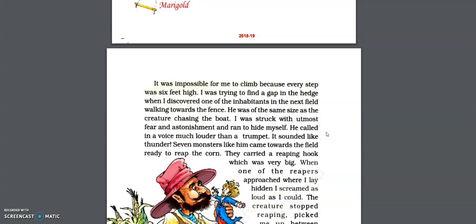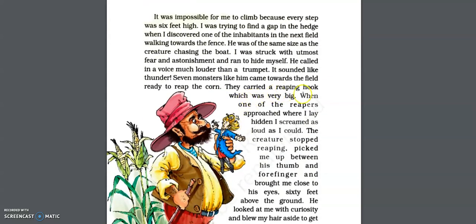He called in a voice much louder than a trumpet. It sounded like thunder. So the voice of the giant man sounded like thunder. Seven monsters like him came towards the field, ready to reap the corn. So seven more friends, giants, came towards the field and they were all trying to reap the corn, cut the corn. They carried a reaping hook which was very big.